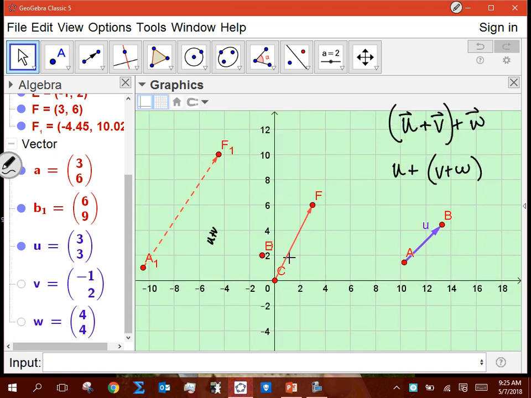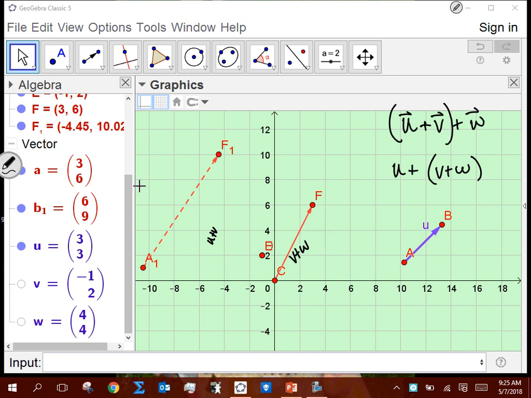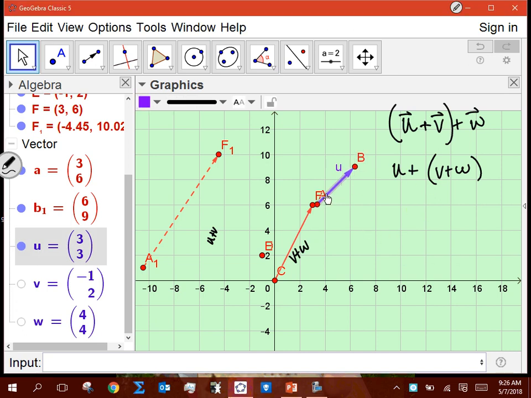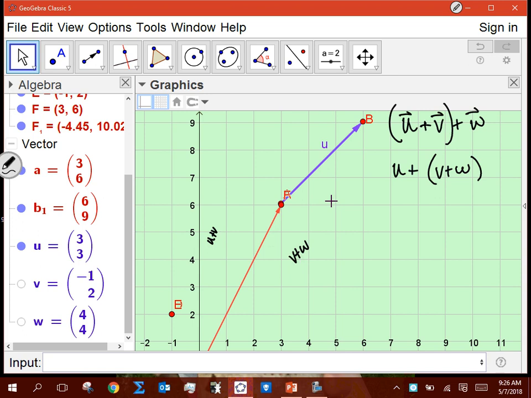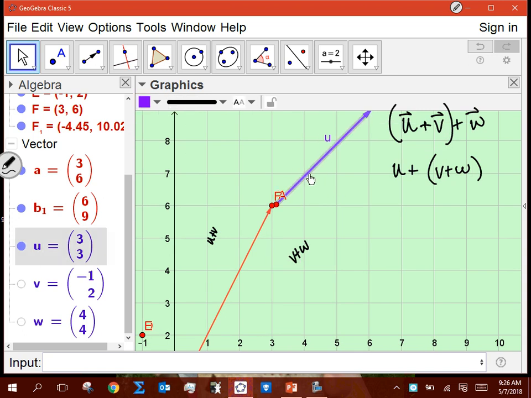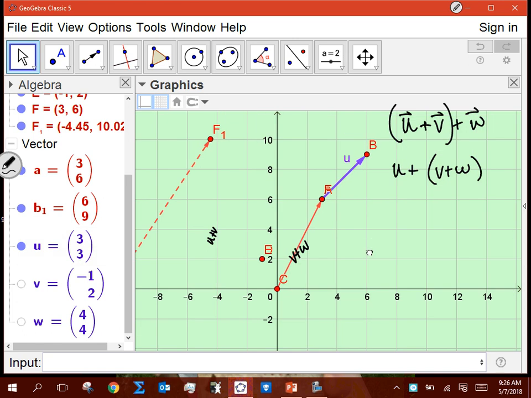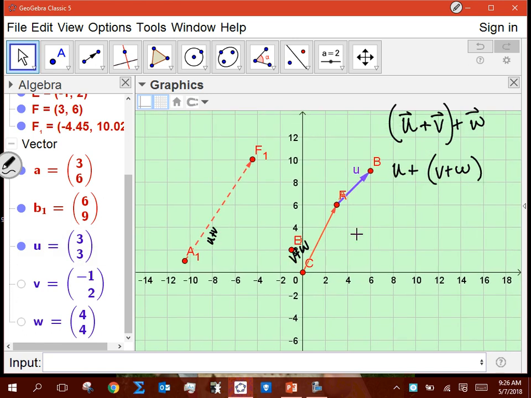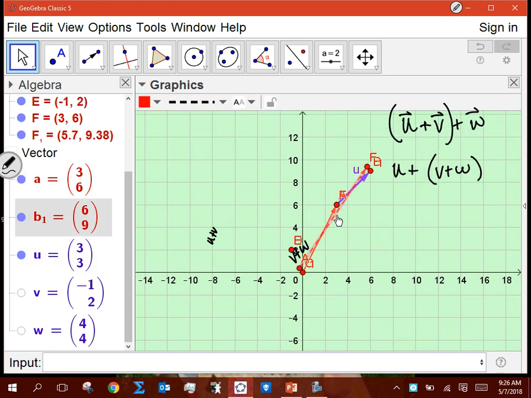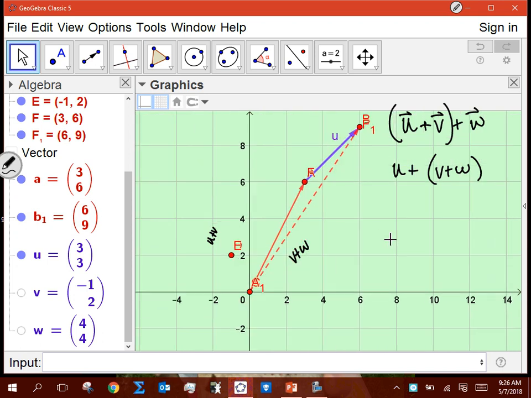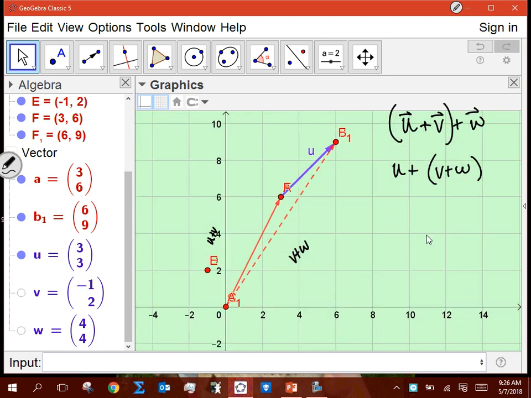All right, so this is v plus w. Now if I tack on u to that, is that resultant the exact same thing as that one? That kind of makes sense? Okay. So what that allows us to say is that the associative property does exist for vector addition. Okay.